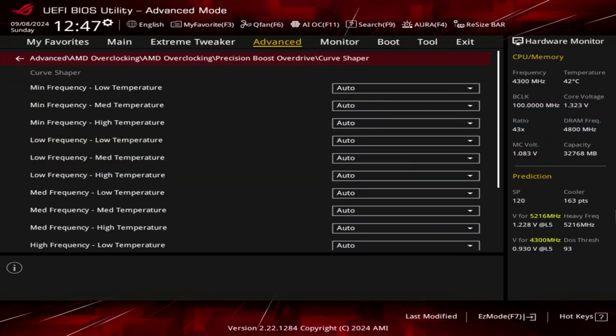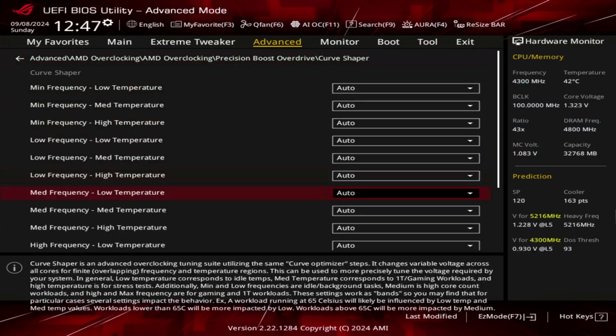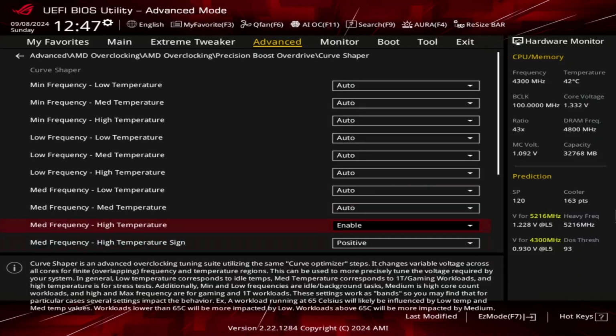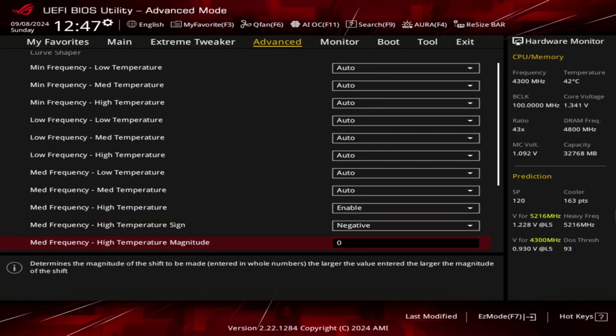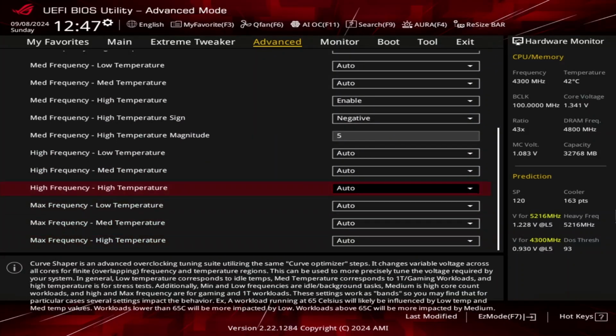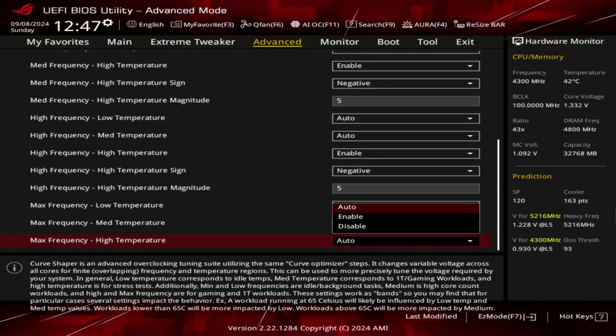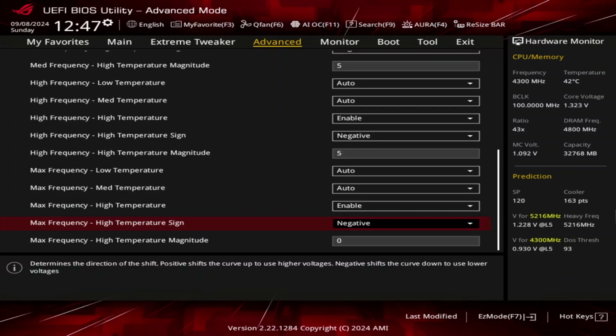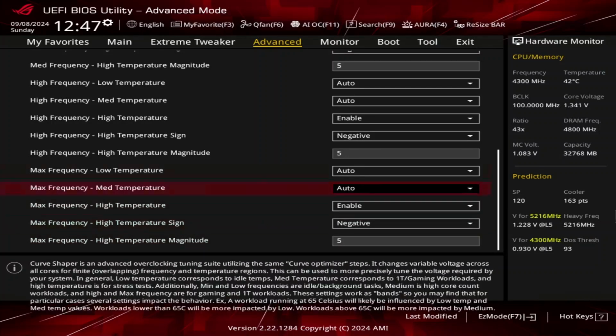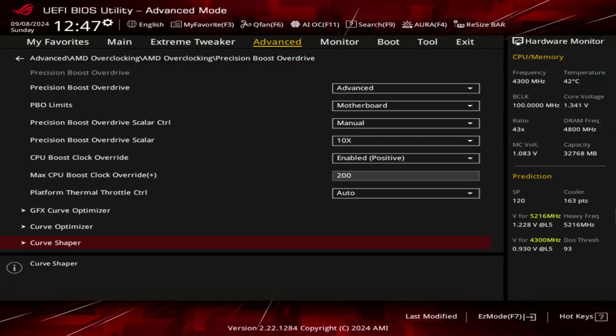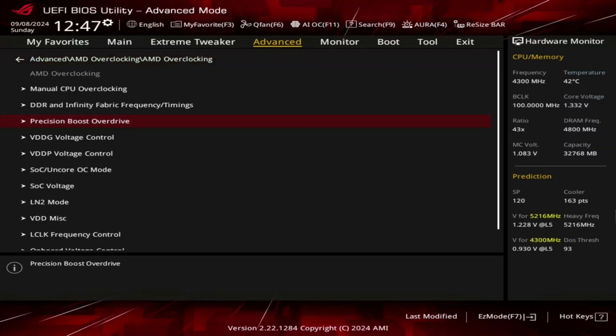Enter the Curve Shaper submenu. For medium, high, and maximum frequency, set High Temperature to Enable. For medium, high, and maximum frequency, set Temperature Signs to negative. For medium, high, and maximum frequency, set Temperature Magnitudes to 5. Leave the Curve Shaper submenu. Leave the Precision Boost Overdrive submenu.